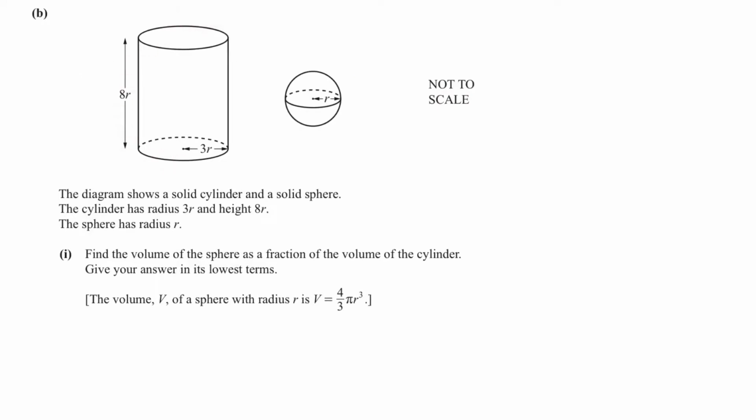We have been given a cylinder and a sphere. The radius of the cylinder is 3r and the height is 8r. The radius of the sphere is r. Find the volume of the sphere as a fraction of the volume of the cylinder. Give your answer in its lowest form. So first let's find the volume of the sphere.